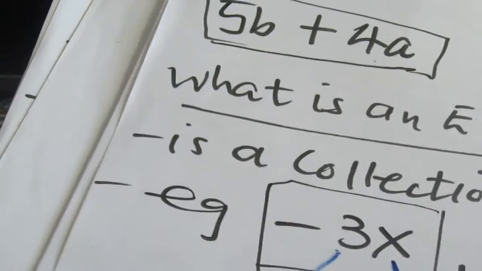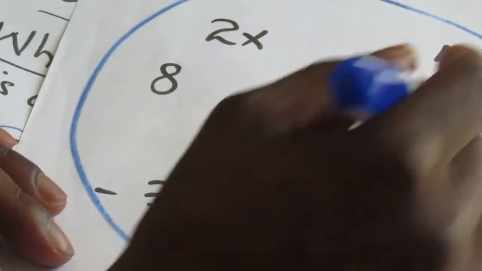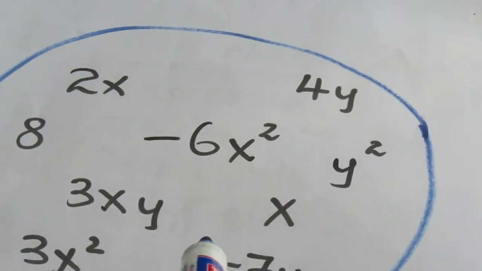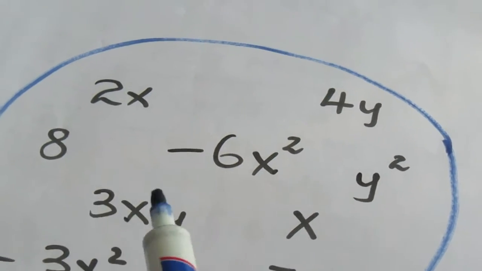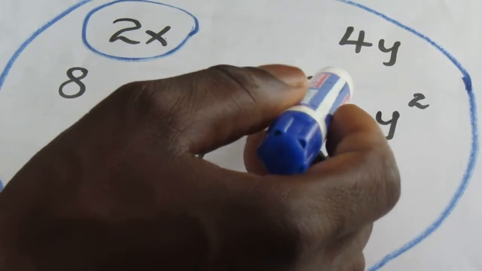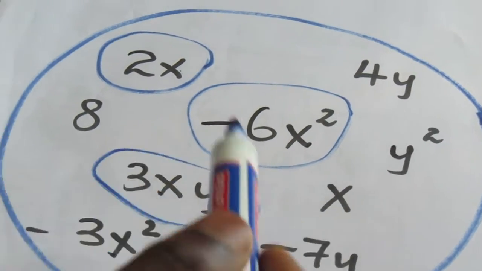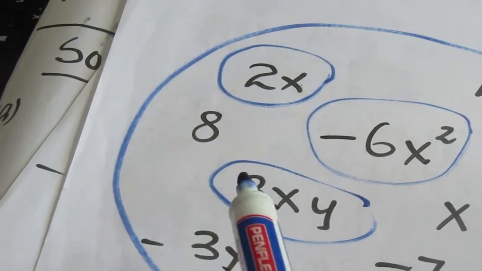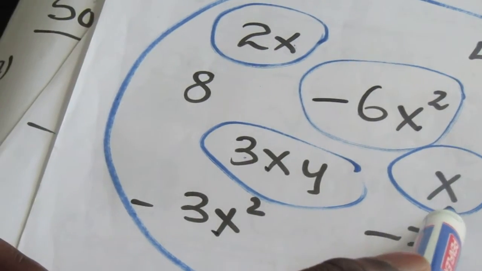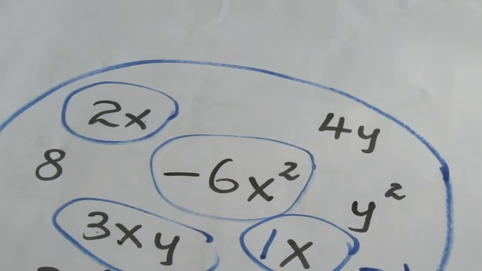Let us take a closer look at this pool of terms. Right, in this pool we can see that we have got many terms here. We have got 2x is a term, x is a variable, 2 is a coefficient. We've got minus 6x squared, x squared is a variable, minus 6 is a coefficient. We've got 3xy, xy is a variable, 3 is a coefficient. Here we've got x is a variable, and the coefficient of x is 1. So 1x is simply the same as x.